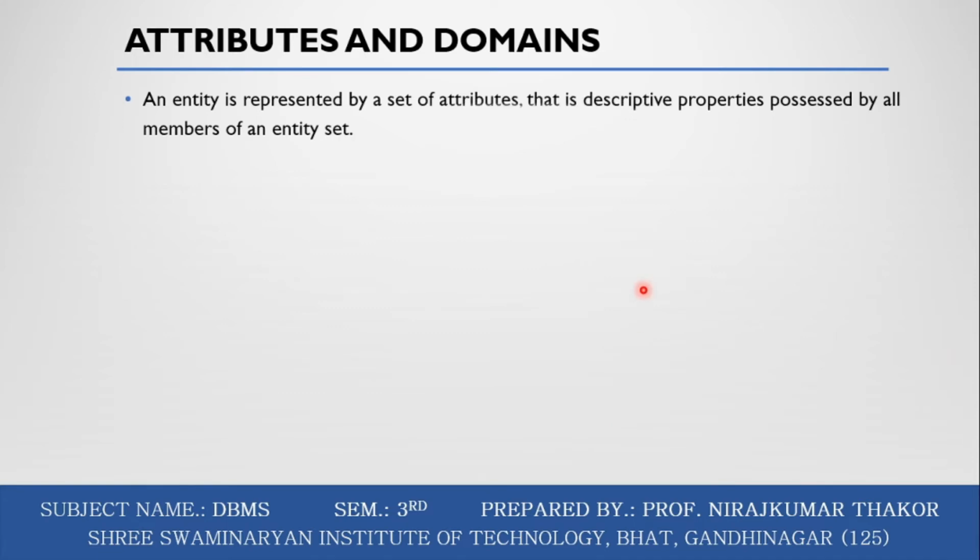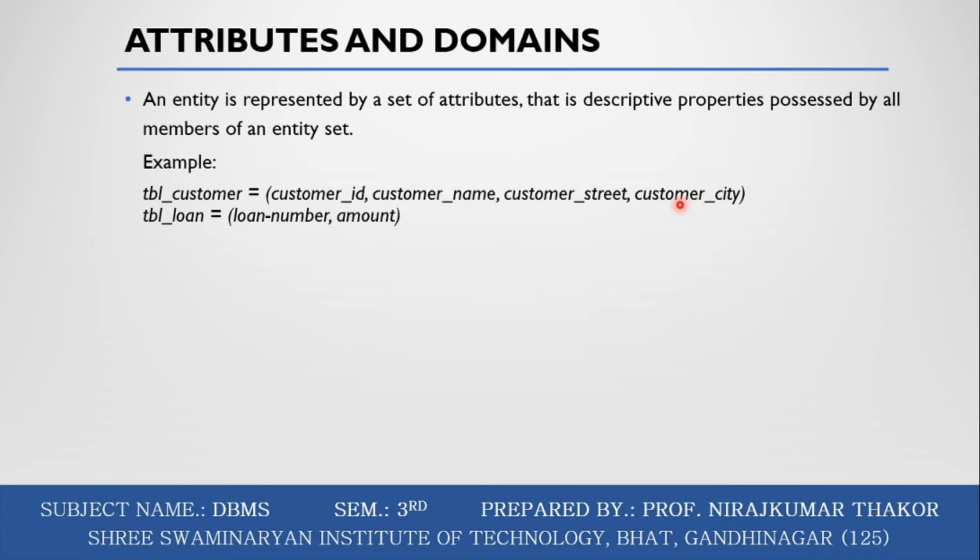Now, what are attributes? An entity is represented by a set of attributes, that is, descriptive properties possessed by all members of an entity set. This is the example, the TBL customers and the TBL loan. The TBL customer and the TBL loan are entities, and these are the attributes: the customer ID, customer name, customer street, customer city. And the TBL loan entity has two attributes. The first one is the loan number and the second one is the amount.